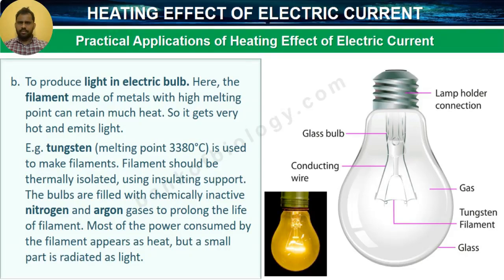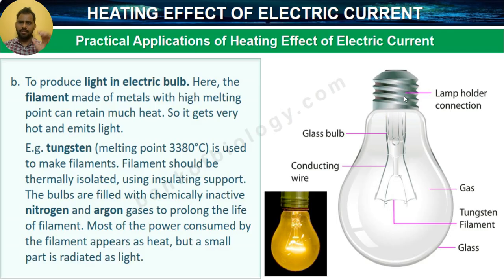Everyone, today we continue with our chapter electricity, and this is the last part of our video series on electricity. We have already discussed all the important topics and subtopics, and we were discussing the practical applications of the heating effect of electric current. In this slide we'll be discussing the lamp holder connection.